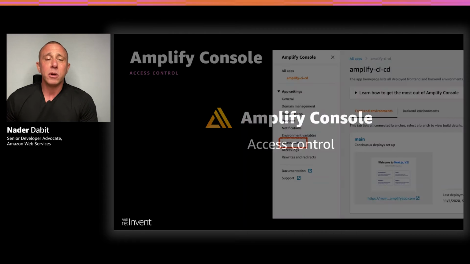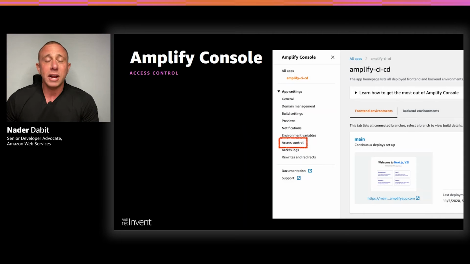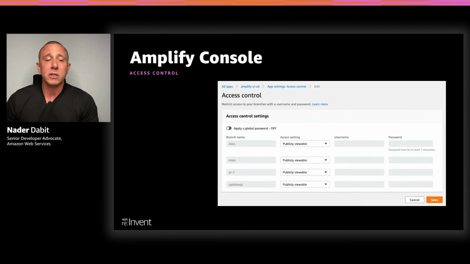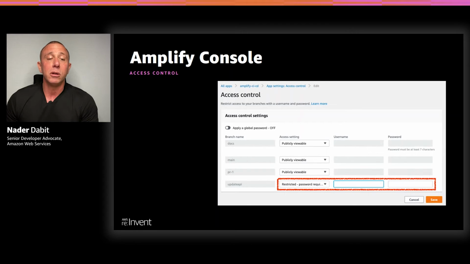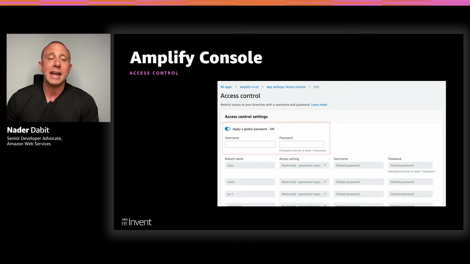A lot of times you may want to set up access control based on a couple of different things. For example, you might want to have access control on your branch or your updates, like features being created, but you want your main branch to be public. You can do that by having fine-grained access control for the different branches. Or if you would like to, you can set even a global setting. So let's say you want a new deployment for a new app or something like that. You could set a global password across the entire app itself, meaning that anyone that views your app does need a username and password to view it.